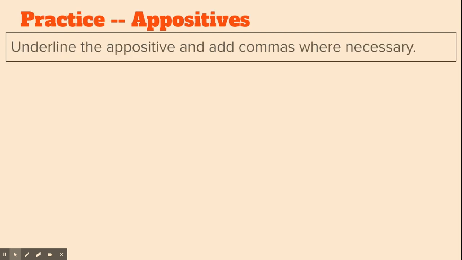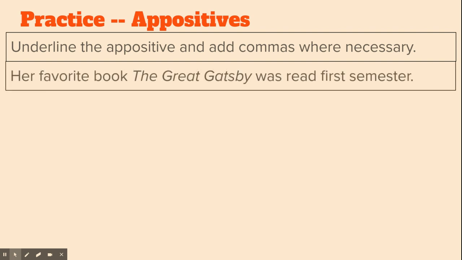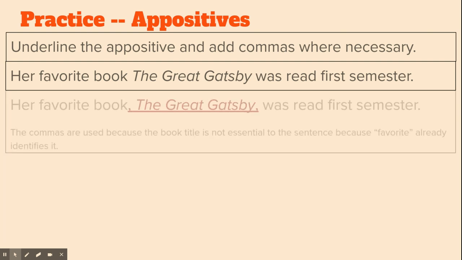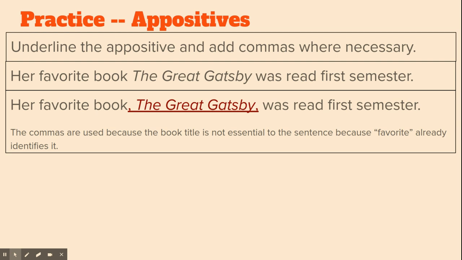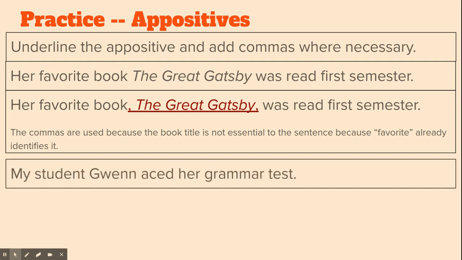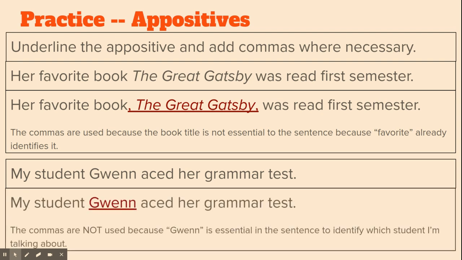Let's practice. Underline the appositive and add commas where necessary. Her favorite book, The Great Gatsby, was read first semester. The commas are used because the book title is not essential to the sentence, because favorite already identifies it. My student Gwen aced her grammar test. Gwen is the appositive. The commas are not used because Gwen is essential in the sentence to identify which student I am talking about.